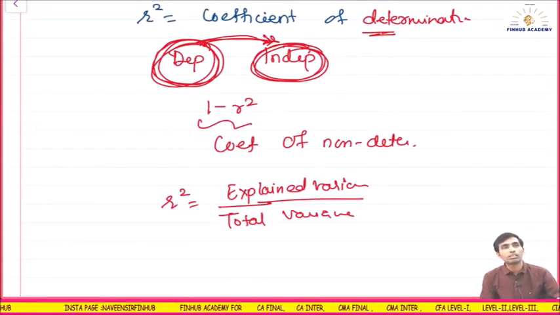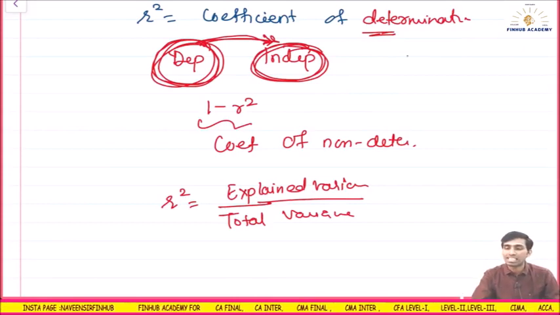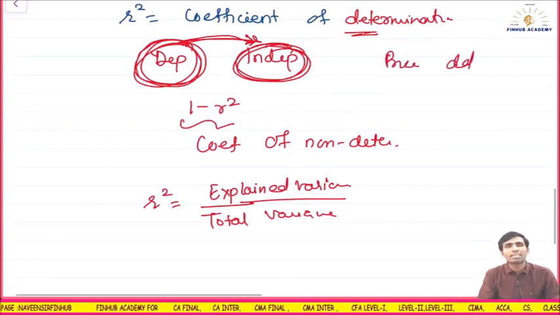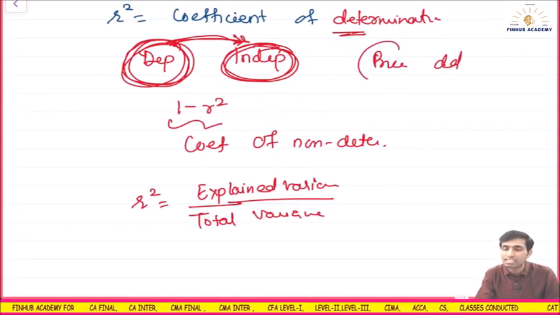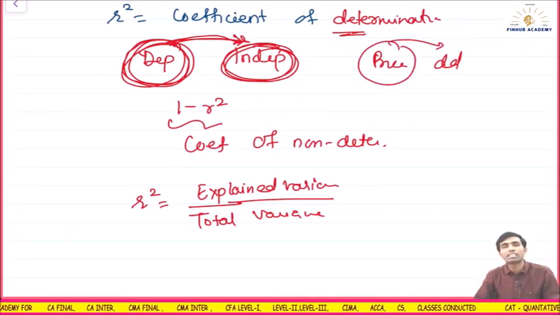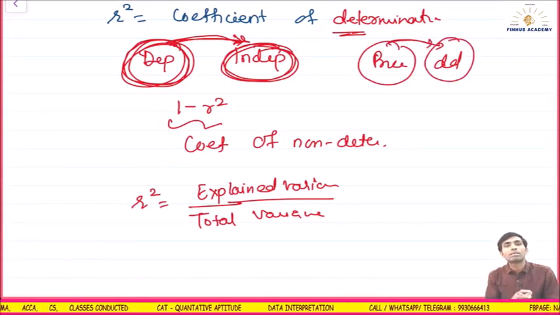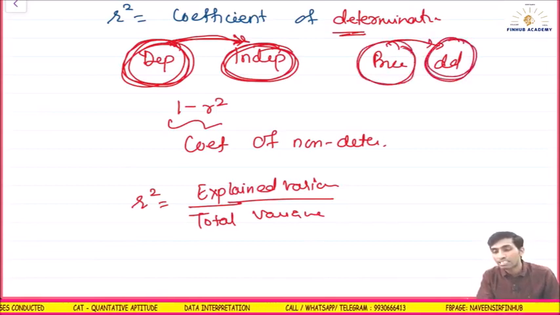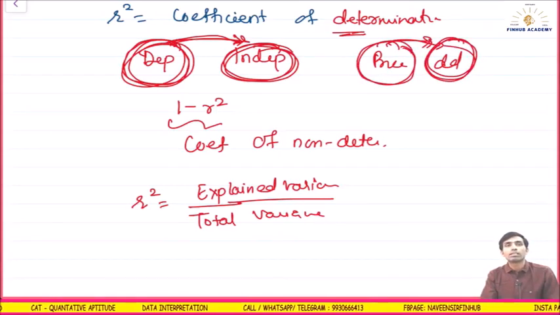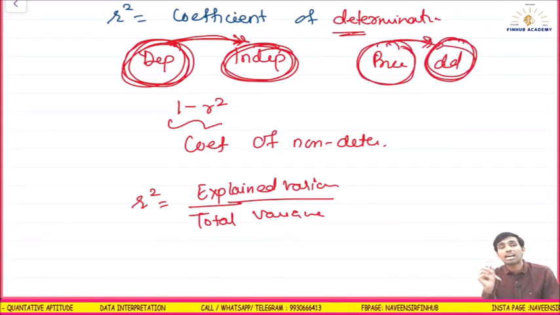This is the formula. Price is there, demand is there. There may be n number of factors, but we are considering only price when we are calculating the demand right now. So because of price, how much the demand changes, keeping other things constant. How much percentage of this demand is explained by price? So there may be many factors, but how much percentage of this demand is explained by price? That determination is called R square.